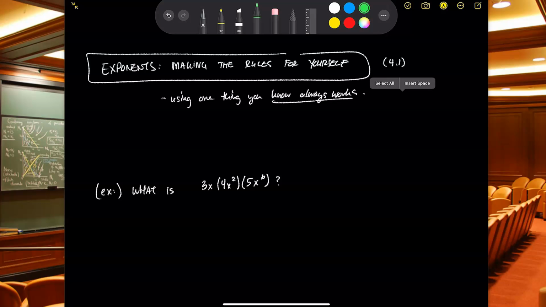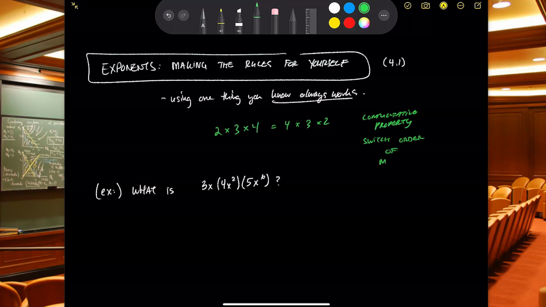And that is the general rule that you know that 2 times 3 times 4 is the same as 4 times 3 times 2, right? What do we call this? We call this the commutative property. Okay, so the commutative property tells us that with multiplication, you can switch the order of factors, and it doesn't affect the outcome.